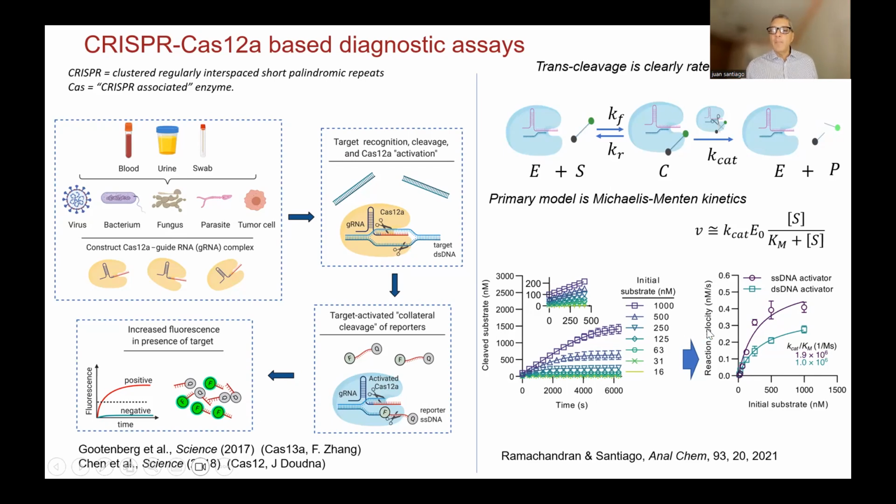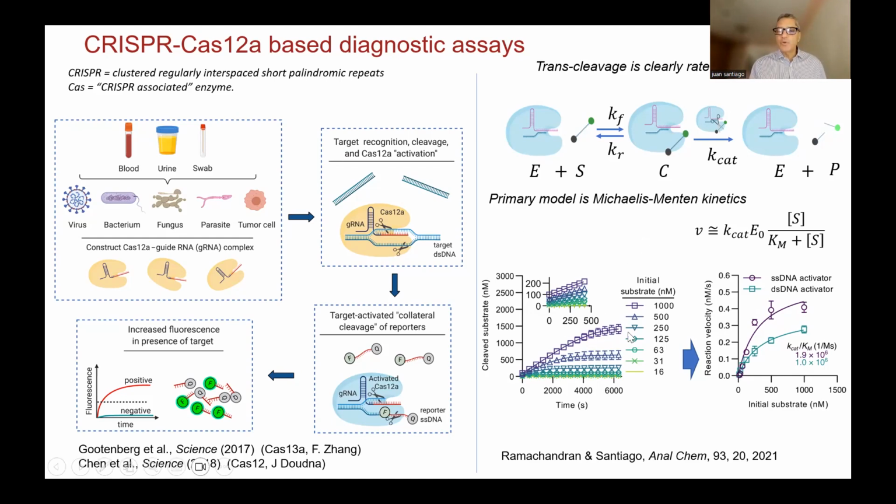On the right is a schematic depiction of the Michaelis-Menten kinetics, which is the most commonly used and to date the most successful model in describing CRISPR kinetics. And it's showing the trans cleavage part of the reaction. So this is the activated enzyme acting on the reporter molecules. It's believed that this is the rate limiting step. And in fact, I agree that it is most often the rate limiting step in bioassays.